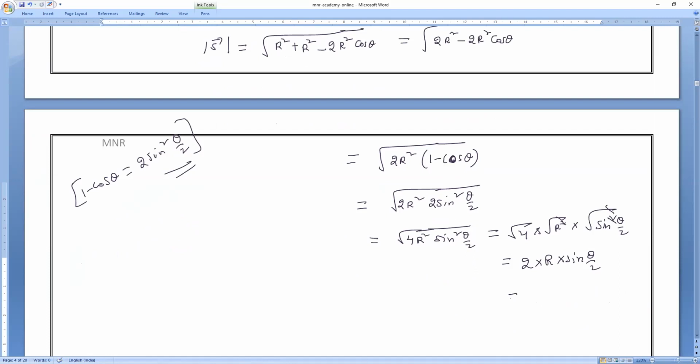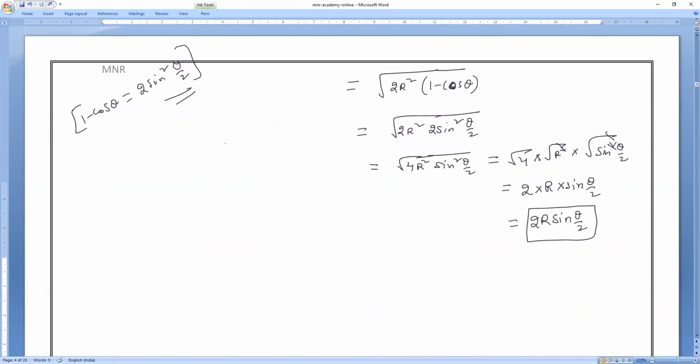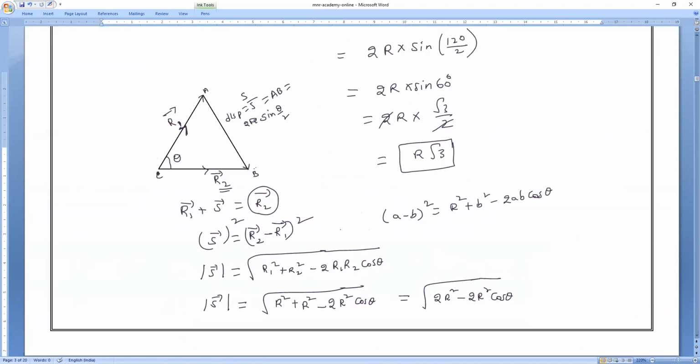So which is equal to, what is the formula? 2r sine theta by 2. That is the formula to calculate the displacement from initial point to final point when theta is something like 120, 60 and 90, etc. We can use this formula directly to find the displacement. Okay, brothers? Clear? So please remember that.